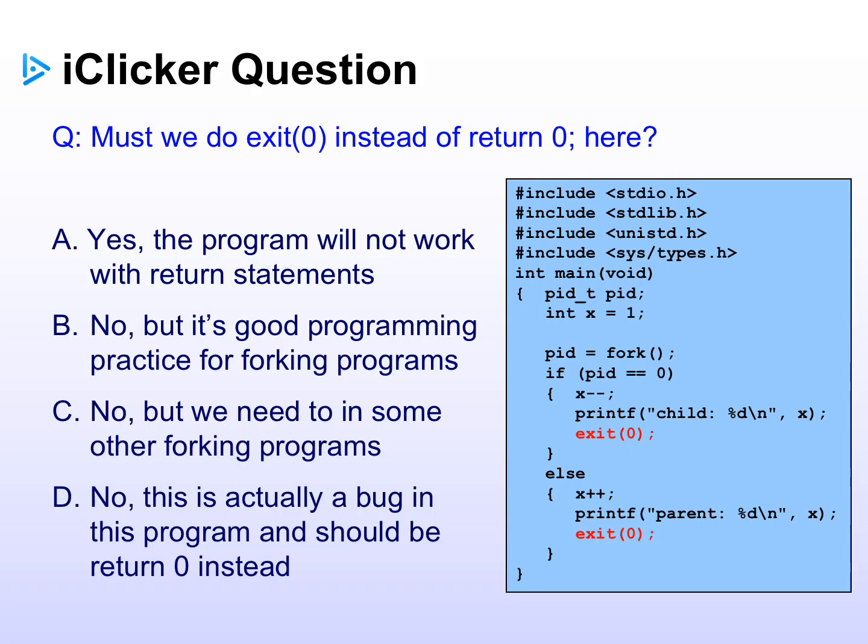There's one last question arising from this code. Instead of returning 0, we exit 0. Should we have done that? Is it even right? Pause the video and think about it just for a little bit.